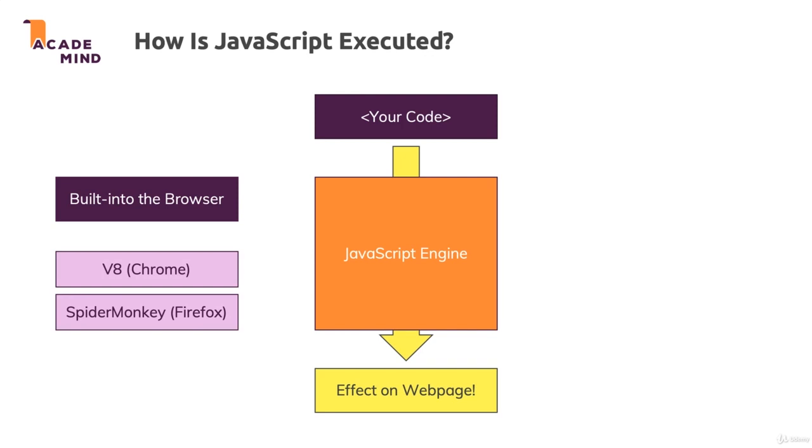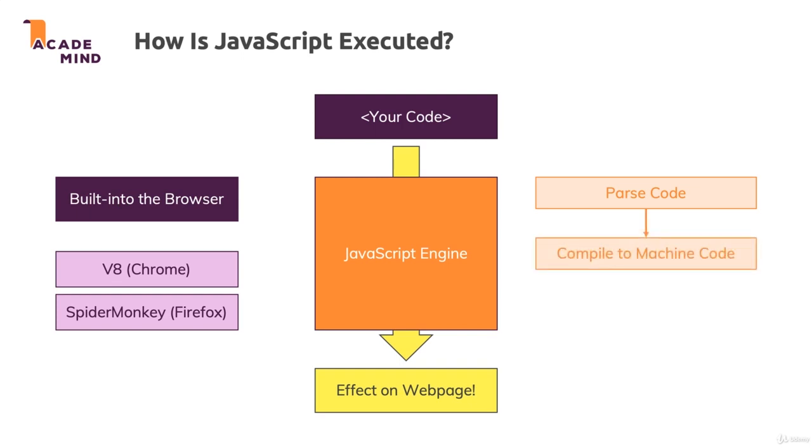Now, the job of the engine is to parse code, so parse, read, and understand your JavaScript code. Then, on the fly, compile it to machine code, because machine code executes faster. So it reads your code, but it does not necessarily execute it like that, but instead it takes that code and compiles it to code which is faster to execute by the machine, and then it executes that machine code. This all happens in the browser with the help of the JavaScript engine. And then when that code is executed, we have that effect on our web page.